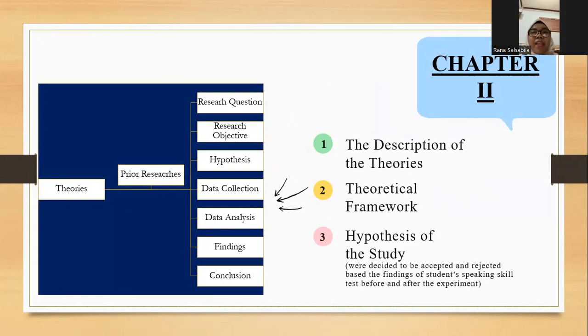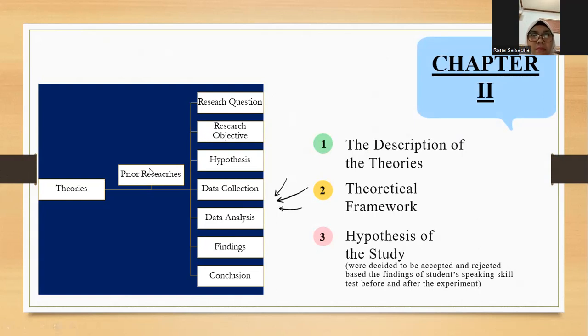Honestly, I've already explained the conclusion from the many theories that I have in chapter 2. So for the second chapter, the literature review, I guess I already told you at your last consultation, right? The theories that you use support your research, right?